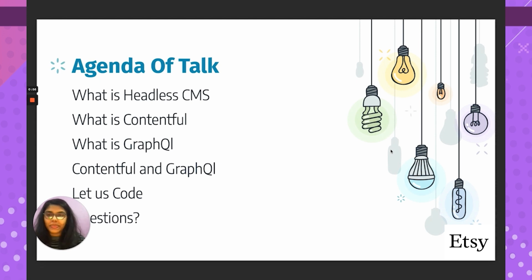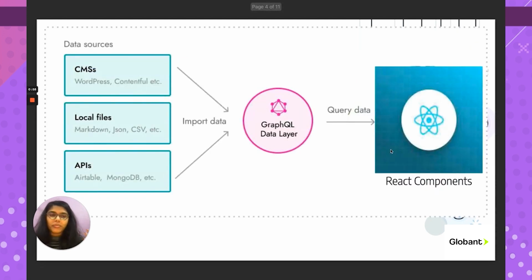Next, if I have to put my entire talk into one picture, this is going to be the picture. We have our data source, which is a CMS, Contentful here. I'm going to import the data from Contentful via a GraphQL API into my React-based application. So this sounds too simple, I understand. But yeah, let's walk step by step so that we understand it completely.